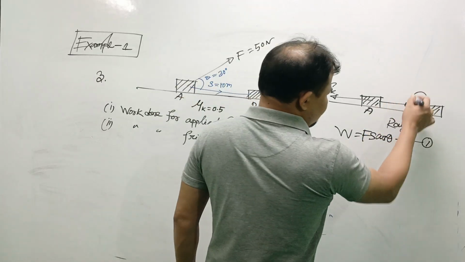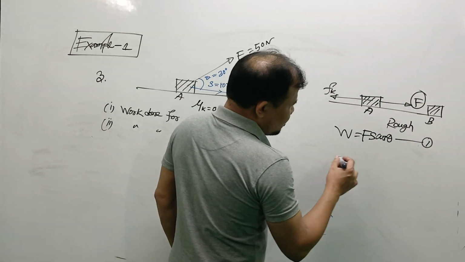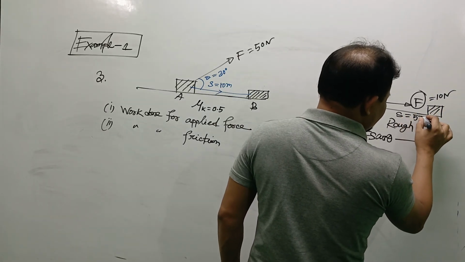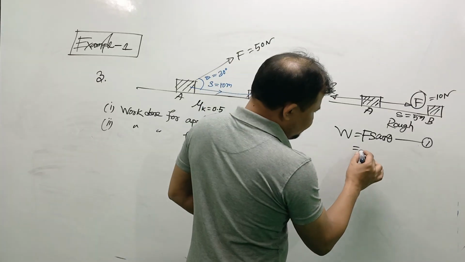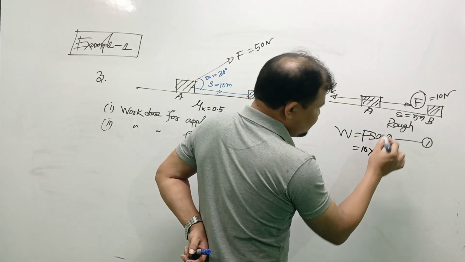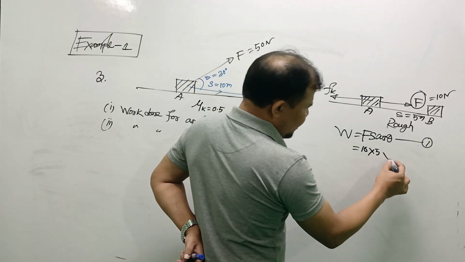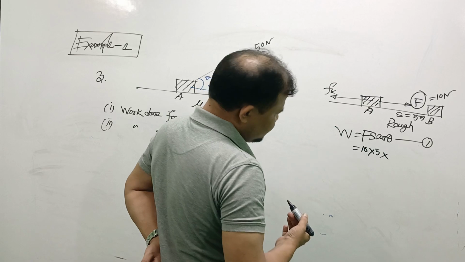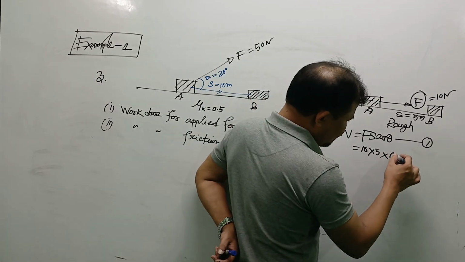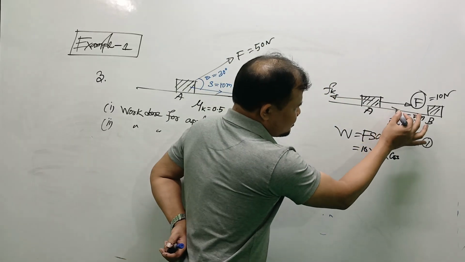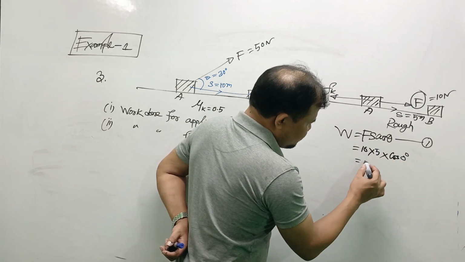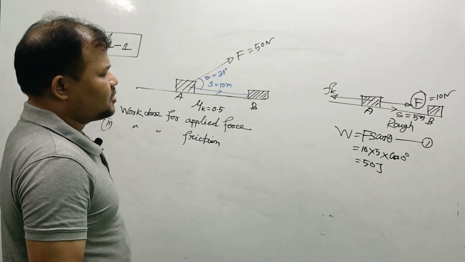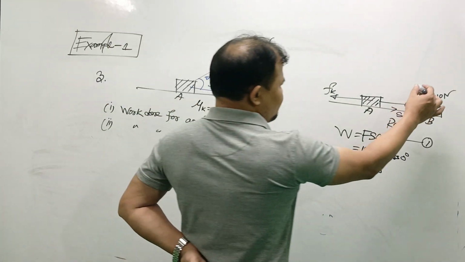Now, in case of this force, suppose the amount of force is 10 Newton and displacement is 5 meter here. Now we put the value of 10 Newton and displacement 5, and the angle between the applied force and displacement is the same, so we put 0. So 50 joule, positive 50 joule work is done here because of the applied force F.